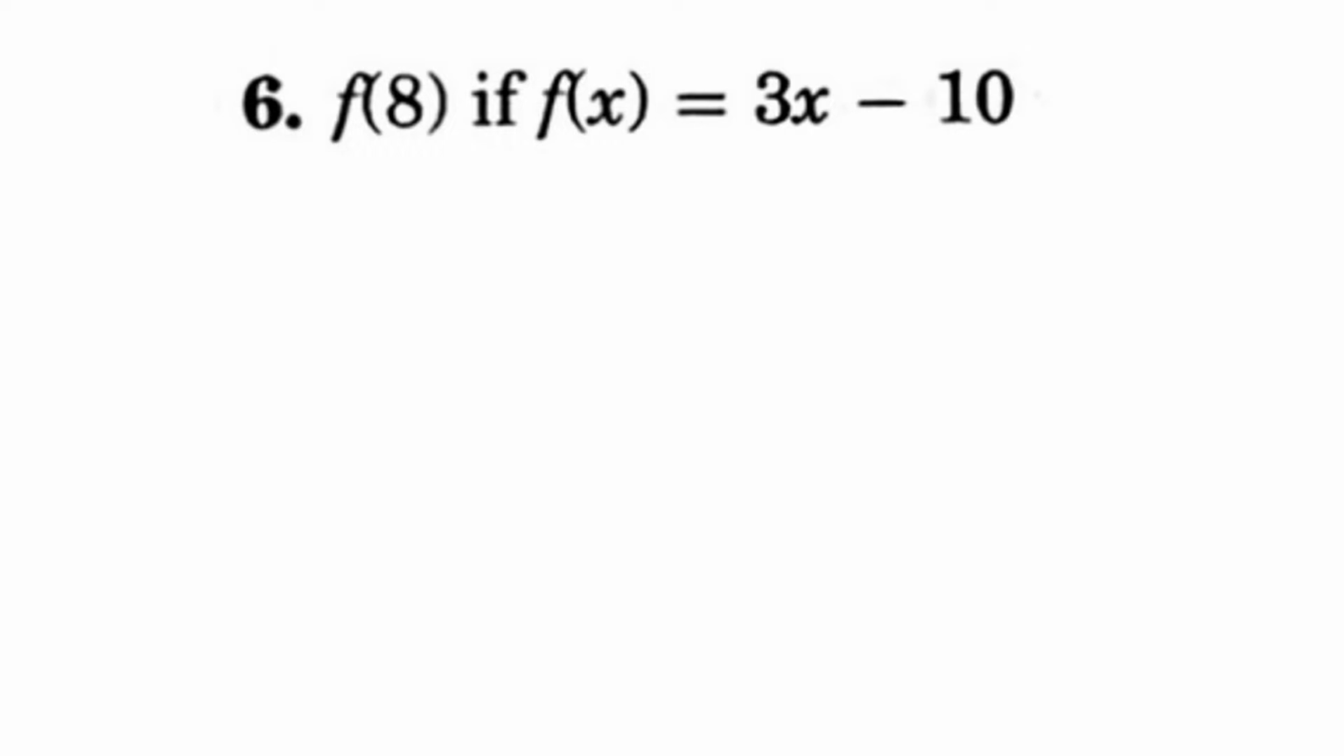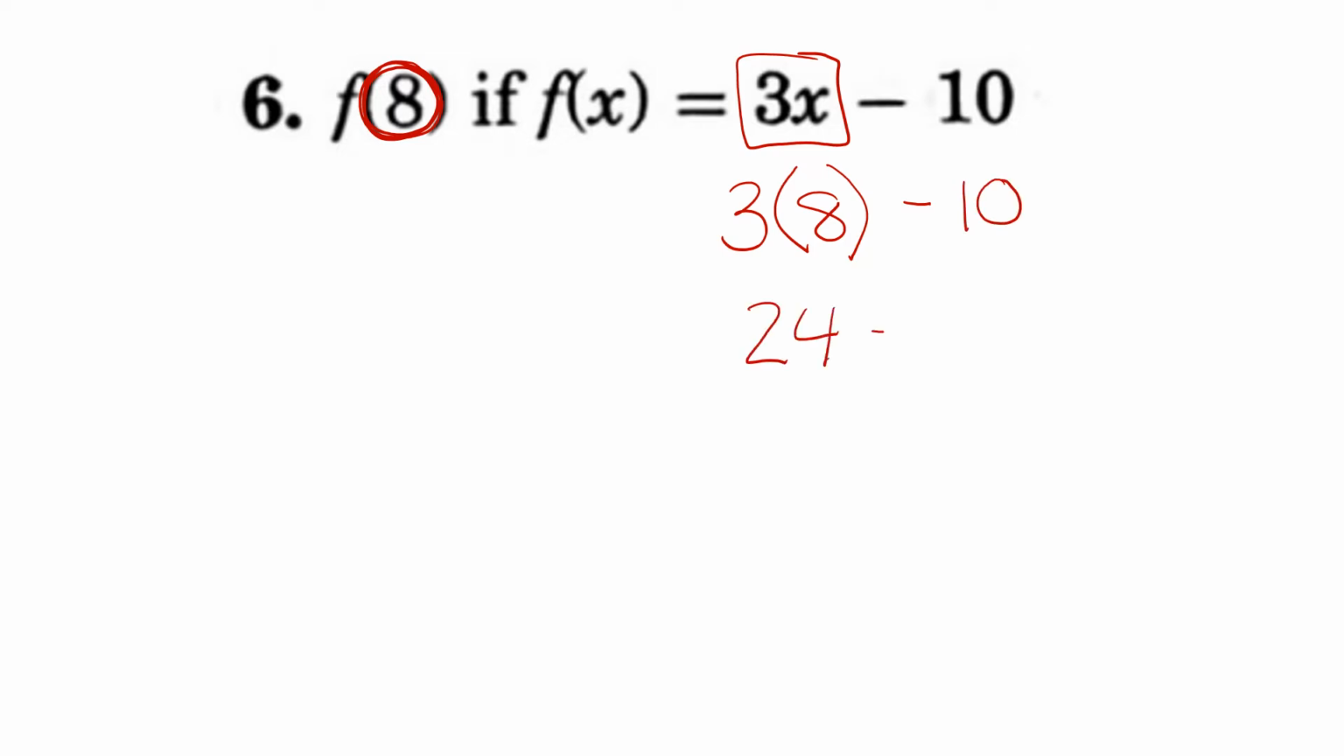For number 6, we have the problem f of 8 if f of x equals 3x minus 10. Again, the 3 and the x side by side means multiply. So when we multiply 3 and x, we're going to use the number in parentheses, 8. 3 times 8, and then the minus 10 stays the same. 3 times 8 is going to give us 24. 24 minus the 10 would give us an answer of 14.